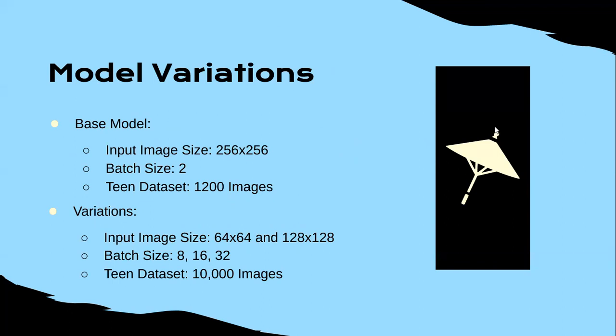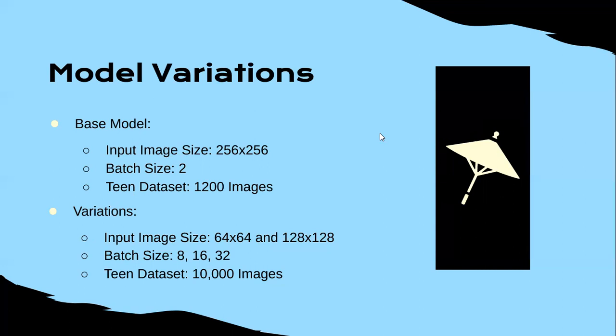Now, for the model variations, before I go through the variations, we need to specify what was in the base model and what we changed. So the input image size to the base model was 256 by 256, and there was resizing done internally to make sure that all images have that size. It used a very small batch size of 2, and the teen dataset, as Adam mentioned, was only 1,200 images. In the variations, we were able to increase that teen dataset to 10,000 images after we were able to do more scraping. We also changed the input size to 64 by 64, and we also tried 128 by 128, and we also tried different batch sizes: 8, 16, and 32.